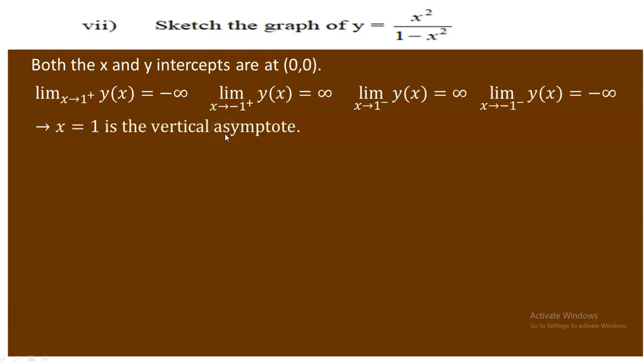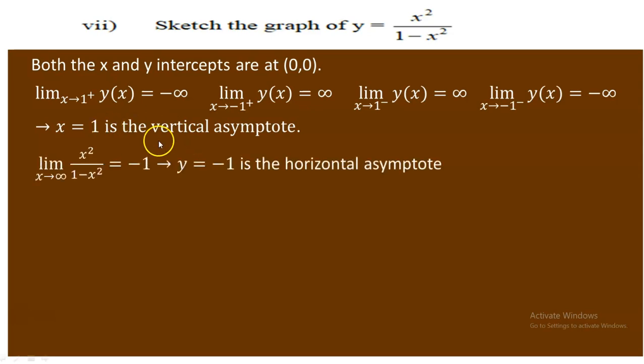So this shows you that x equals 1 is a vertical asymptote. But not only x equals 1, x equals minus 1 is also a vertical asymptote, okay? Even though it's not written, guys, check x equals minus 1 too. So x equals plus or minus 1 are the vertical asymptotes.